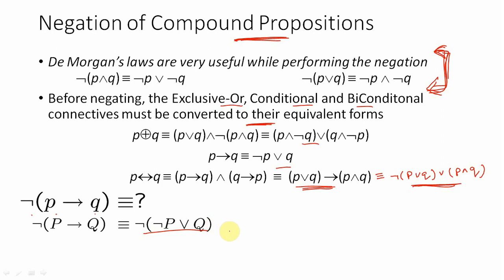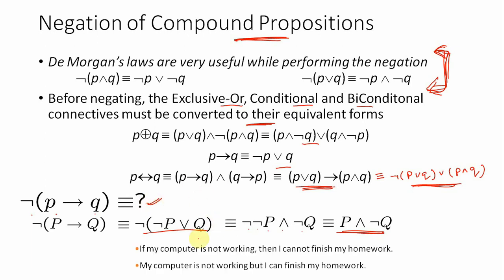First of all, I'll apply De Morgan's theorem. So that will become negation of not P and negation of Q. Involution will make it P and not of Q. So this is the negation for the implication. What it actually means is, if I write a statement like, if my computer is not working, then I cannot finish my homework. So if I call this statement, my computer is not working, as P, and I cannot finish my homework as Q, right? So this is P implies Q. Now if I ask you to negate this, then it becomes P and not of Q.